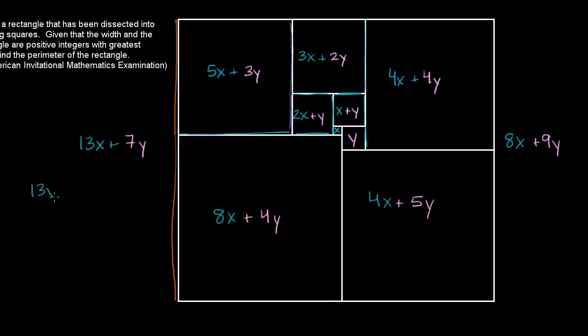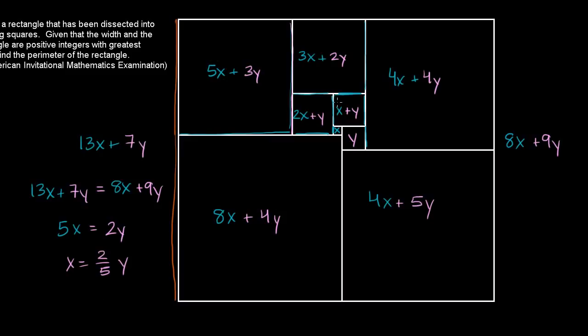So we have 13x plus 7y is going to have to equal 8x plus 9y. And we can simplify this. If you subtract 8x from both sides, you get 5x. And if you subtract 7y from both sides, you get 5x is equal to 2y. Or you could say x is equal to 2/5 y. In order for these to show up as integers, we have to pick integers here.